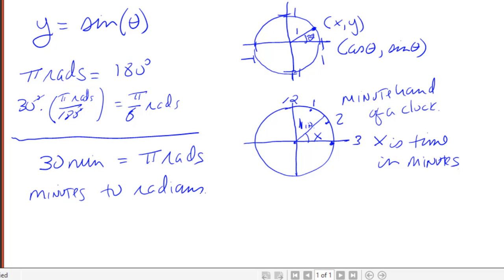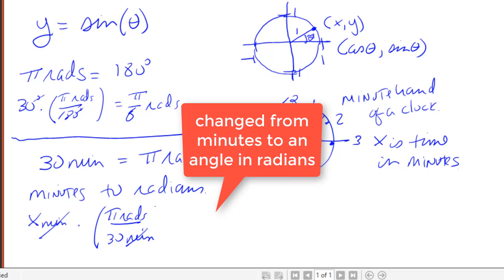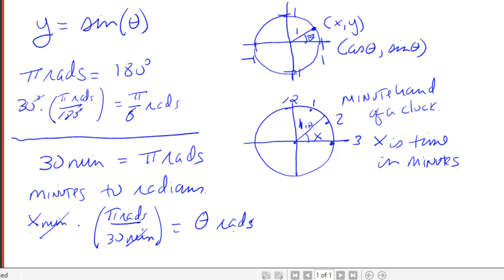Let's say that I have x minutes times pi radians divided by 30 minutes. I cancel, and what I have is again an angle, but in radians. So really this is what this is doing right now. I'm changing from x minutes to theta radians. I purposely changed the variable so you can see this transition taking place very clearly.